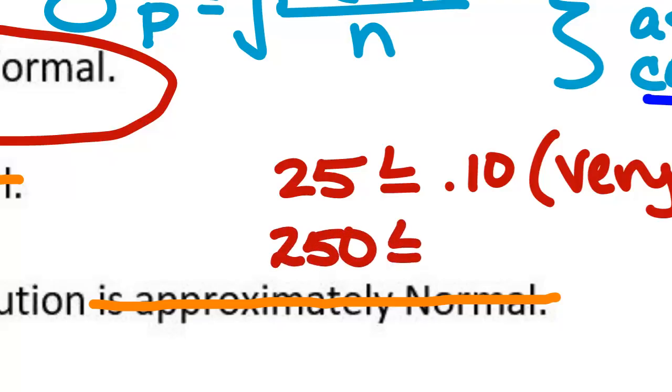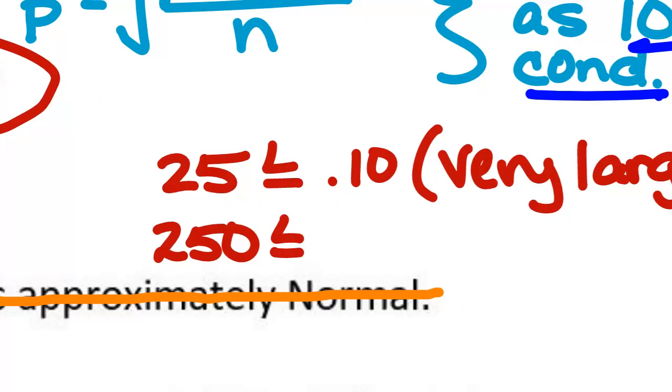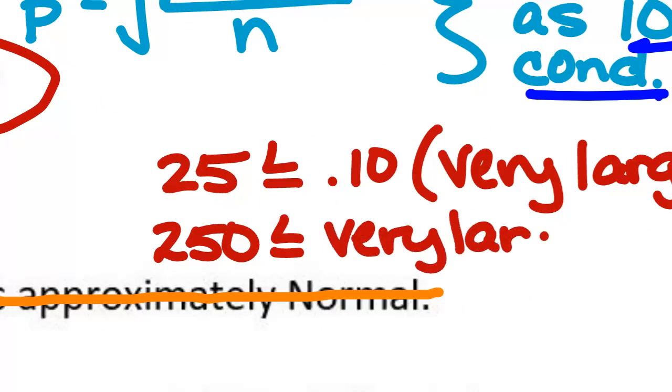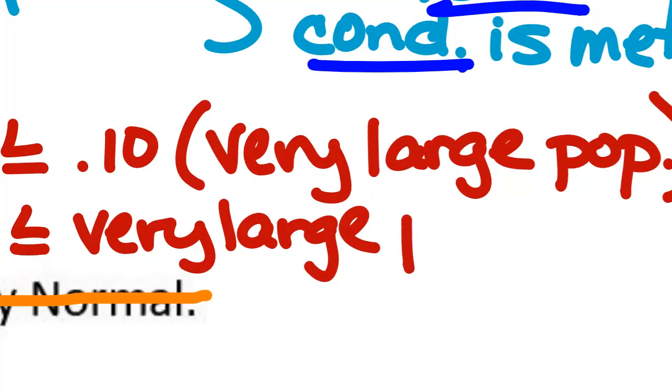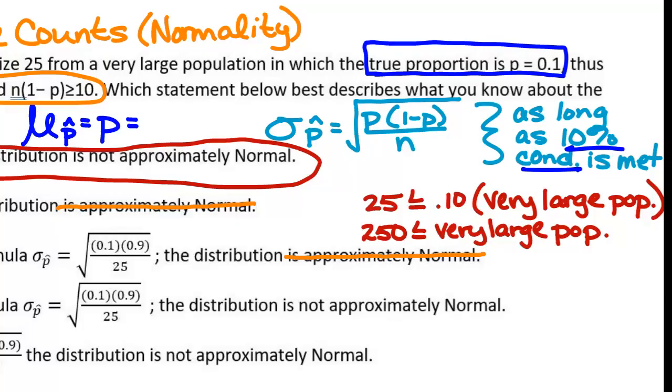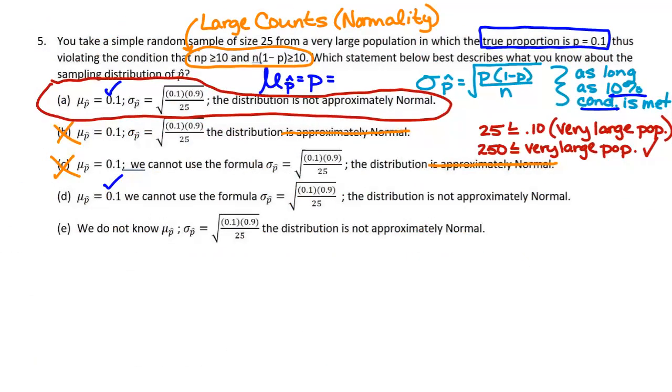So 250 is less than or equal to our very large population. If it is a very large population, is it safe to assume that it's bigger than 250? Yes. So that's why we're allowed to use that standard deviation formula. Even though we don't know that it is or is not normally distributed. It says it's not approximately normal. The thing is, we don't know, so we can't say that it's approximately normal.